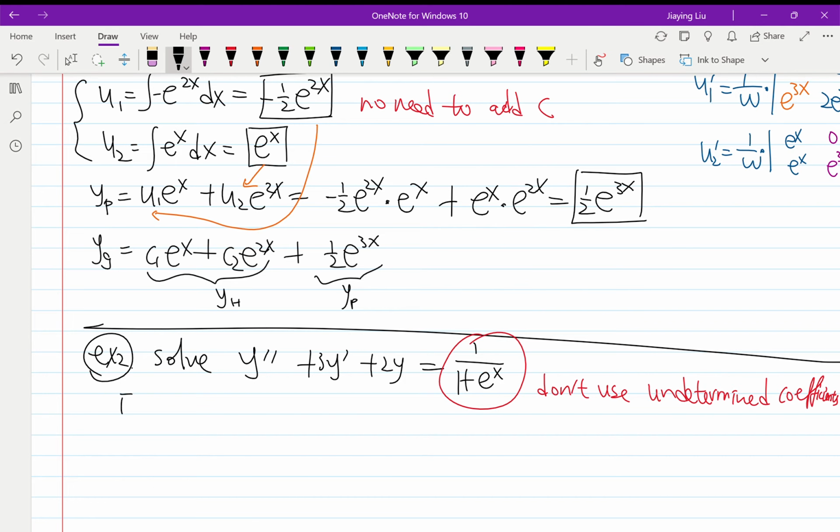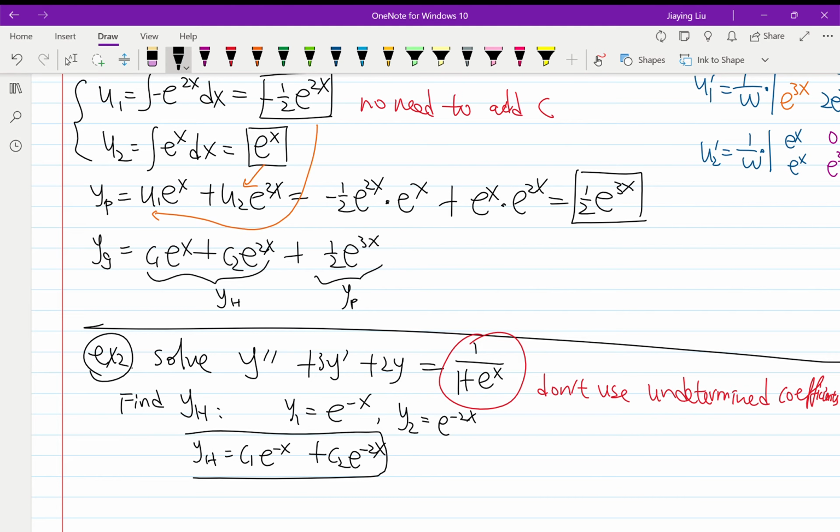So the first thing we need to find is we need to know the homogeneous solution. I'm just going to write down what I have to save a little bit of time. So y1 equals e to the negative x, y2 equals e to the negative 2x. So the homogeneous solution is going to be c1 e to the negative x plus c2 e to the negative 2x. Again, for practice, you might want to work out the process if you're not familiar with the process.